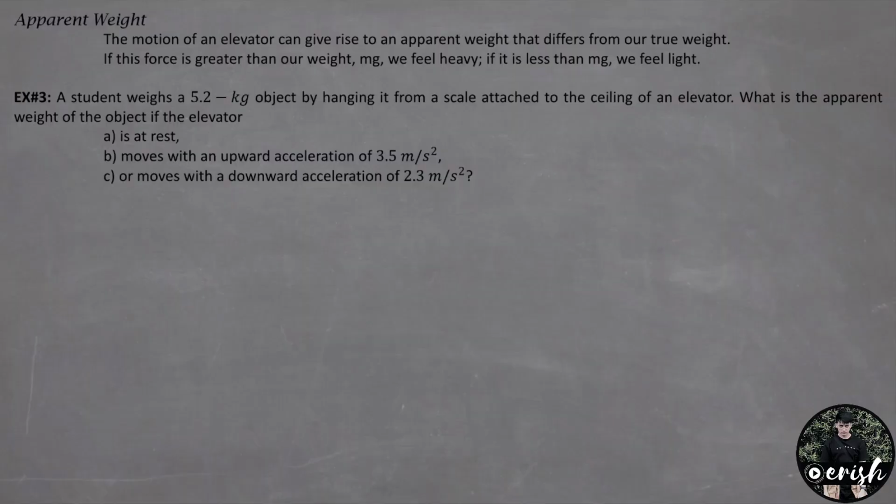A student weighs a 5.2-kilogram object by hanging it from a scale attached to the ceiling of an elevator. What is the apparent weight of the object if the elevator is at rest? Letter B. If the elevator moves with an upward acceleration of 3.5 meters per second square. And letter C. If the elevator moves with a downward acceleration of 2.3 meters per second square.